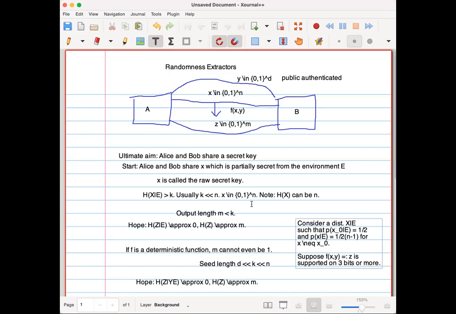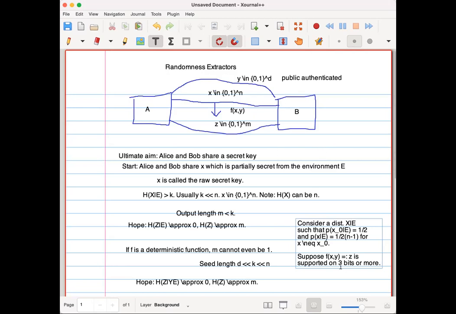But it has to guess the output z. It already knows what y was because it went through a public channel. So it will just evaluate f of x naught comma y. Now it's a deterministic function, and whatever z naught comes out, you will just declare z naught to be the guess. And the environment will be correct with probability. So this contradicts the fact that the environment could only be correct with probability 1/8 or maybe even 1/4.